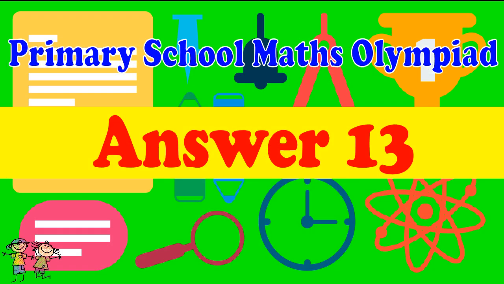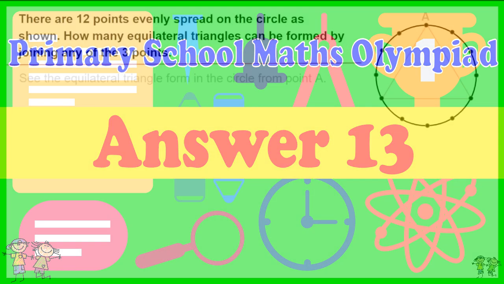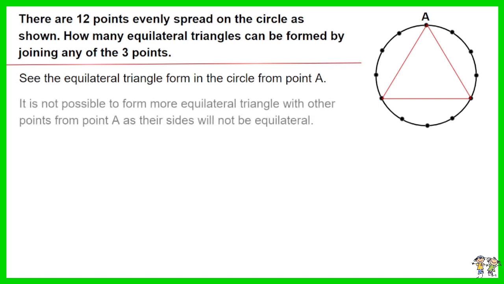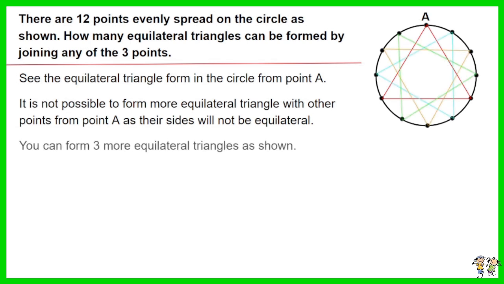Answer for question 13. See the equilateral triangle formed in the circle from point A. It is not possible to form more equilateral triangles with other points from point A, as their sides will not be equilateral. You can form 3 more equilateral triangles as shown. Thus the total equilateral triangles is 4.